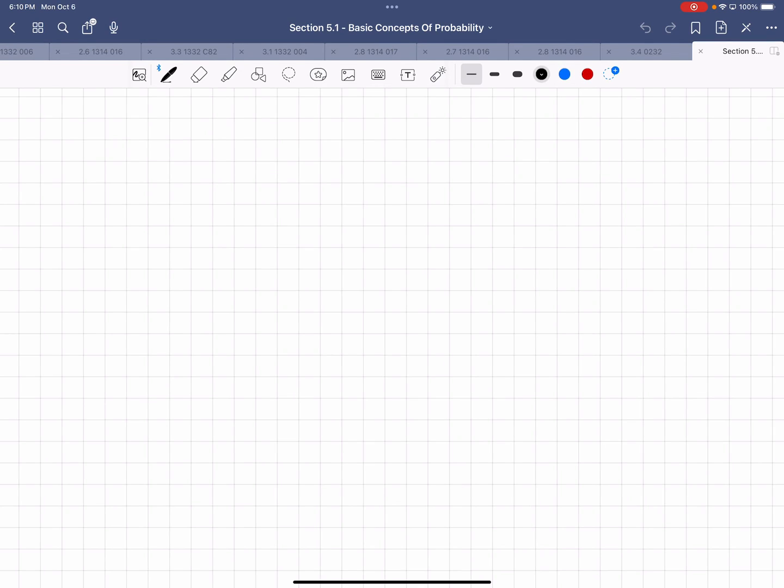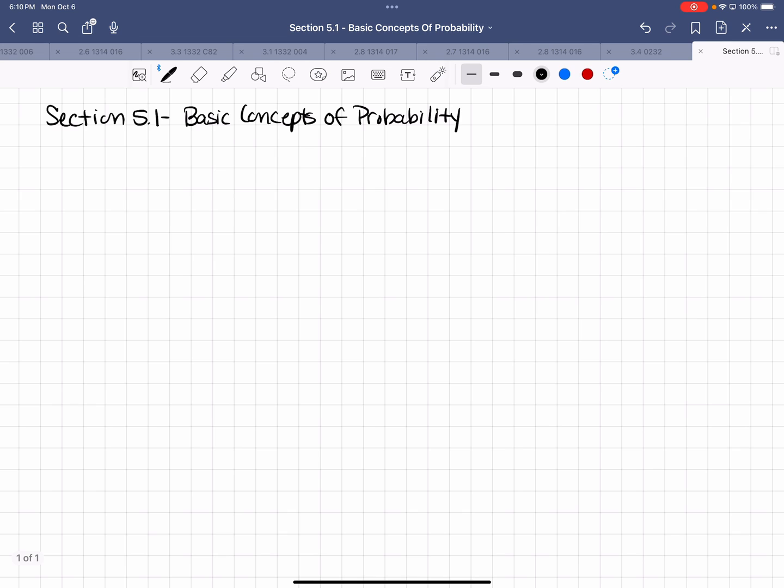Okay, we are on section 5.1, and we are talking about basic concepts of probability. If you want to type instead of write, you can. That's up to you. There is some math stuff going on in there, but for the most part, you can type it up.